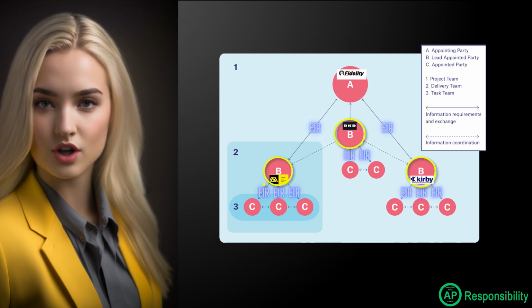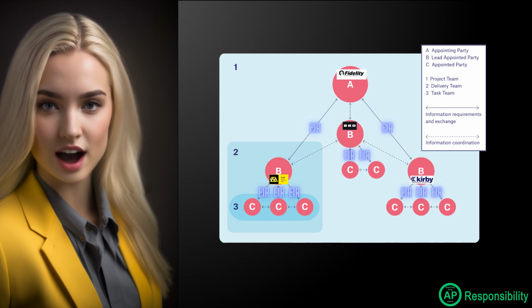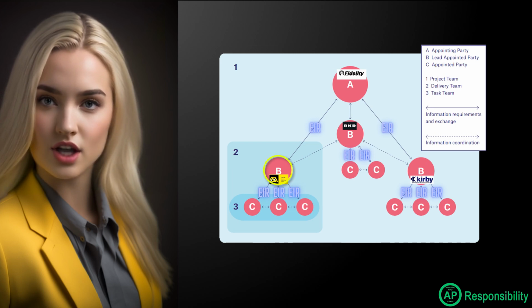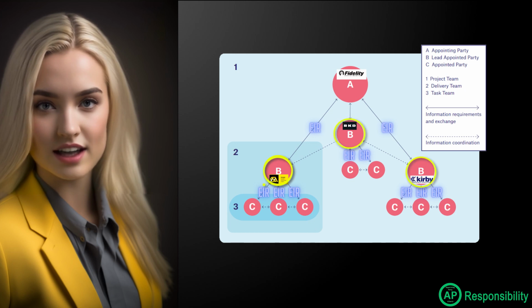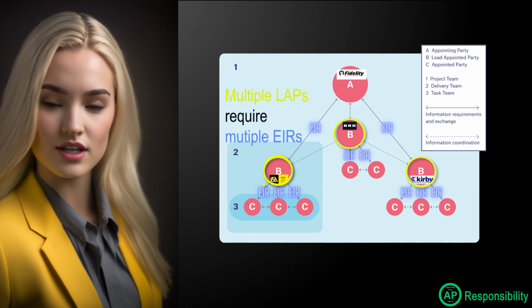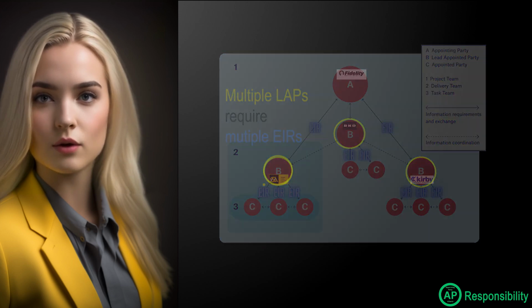Each separate contract or subcontract will require an EIR and may have a separate lead-appointed party who will undertake the information management function. For example, an architect can be a lead-appointed party, and separately the main contractor and engineering consultant can also be LAPs.